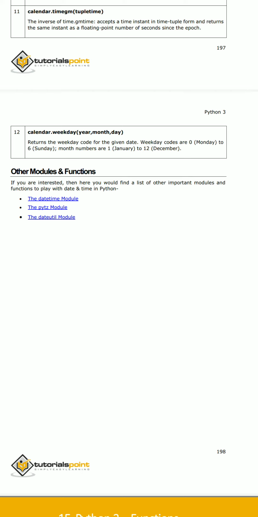This will display on the output screen when we use the calendar methods in a program. So this is the concept of time and date in Python.